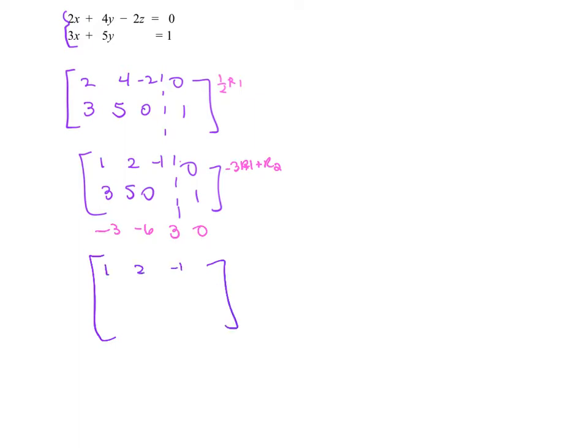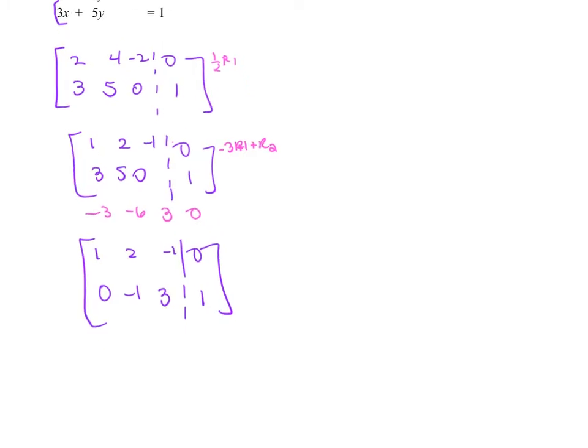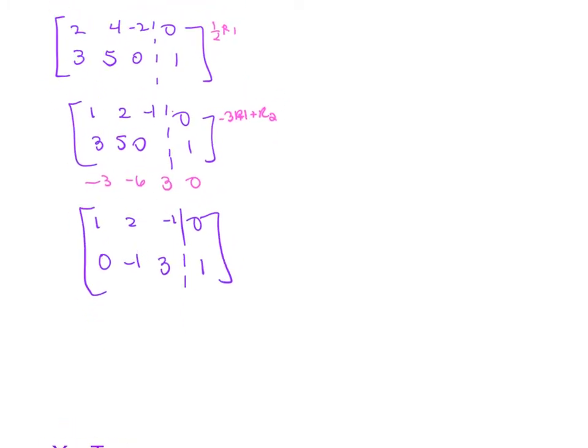So I get 1, 2, -1, and 0. And this is 0, -1, 3, and 1. So now I want to make this a positive 1, so let's go ahead and multiply that row by a negative. And so then this will become 1, 2, -1, 0, 0, 1, -3, and -1.